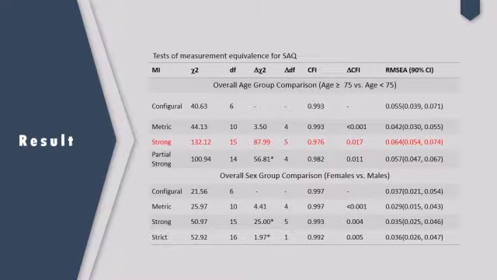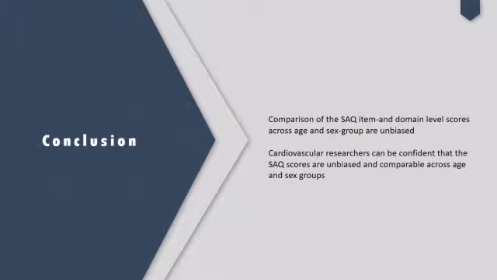So in conclusion, for this data, the comparison of the SAQ items at the domain level across age and sex groups is unbiased. So there is no differential item functioning here. There is measurement equivalence. It's not measuring differently, so it's not biased. I think it's a good thing that cardiovascular researchers can be confident that the SAQ scores are unbiased, and you can compare them across age and sex groups. We did not look at education or any other subgroup in which they might be biased. But for this study, that's what we got. Thank you.